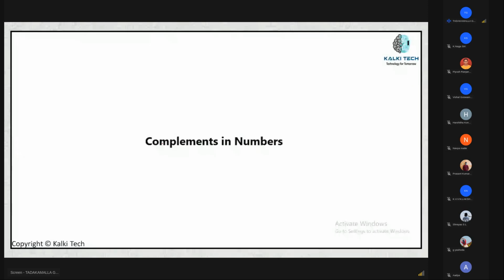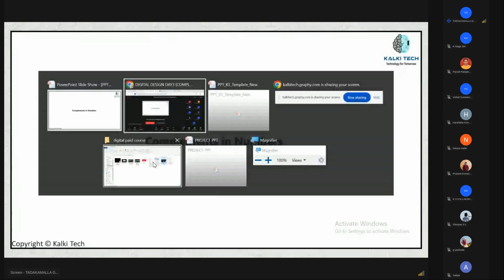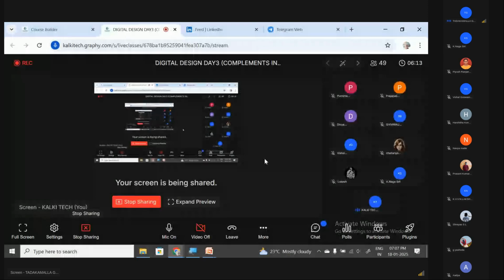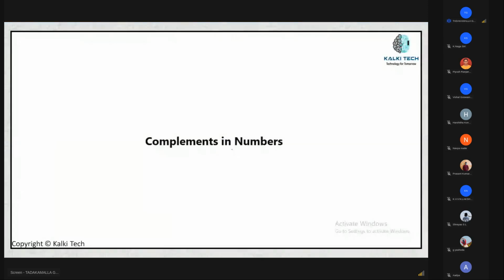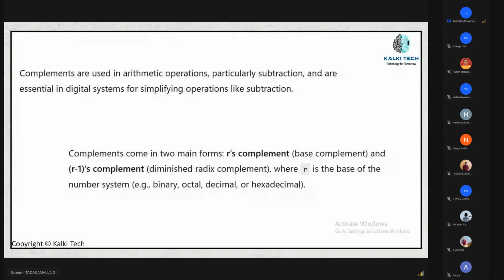So we will start with the topic called complements in numbers. Let us see what these complements in numbers are. Complements are used in arithmetic operations, particularly subtraction, and are essential in digital systems for simplifying operations like subtraction. If we want to subtract any two numbers, instead of subtracting them, we use this particular concept of complements. We perform the complement operation on a particular number, and we add those.